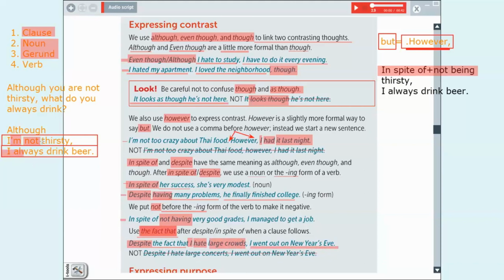So let's go back to your previous example. How can you say exactly the same, but now using "the fact that"? Despite the fact that I'm not thirsty, I always drank beer. A drink, right? In the present, I always drink. Okay, drink. So I don't know which one is easier for you, the gerund or including "the fact that"?